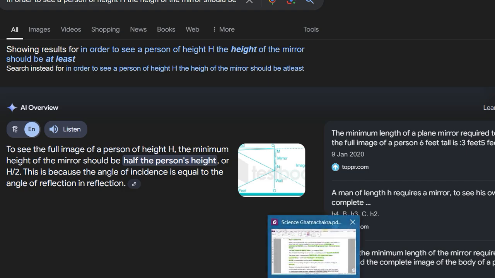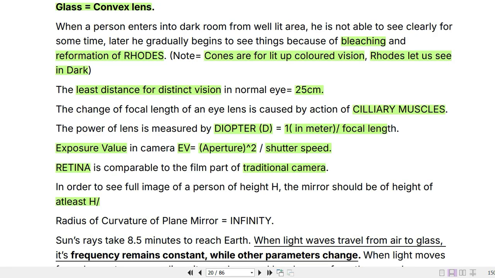Okay, so we can write over here. I have mistyped. So let's first of all put a 2 there, and then let's write the reason for that. The reason is why we need a mirror of h by 2 length.